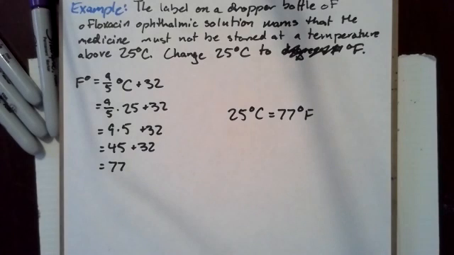In this example, the label on a dropper bottle of ofloxacin ophthalmic solution warns that the medicine must not be stored at a temperature above 25 degrees Celsius. Change 25 degrees Celsius to degrees Fahrenheit. So we have our formula, degrees Fahrenheit is equal to 9/5 degrees Celsius plus 32. So in this case, that's 9/5 times 25 plus 32, which is 9 times 5 plus 32, which is 45 plus 32, which is 77. So 25 degrees Celsius is equal to 77 degrees Fahrenheit.